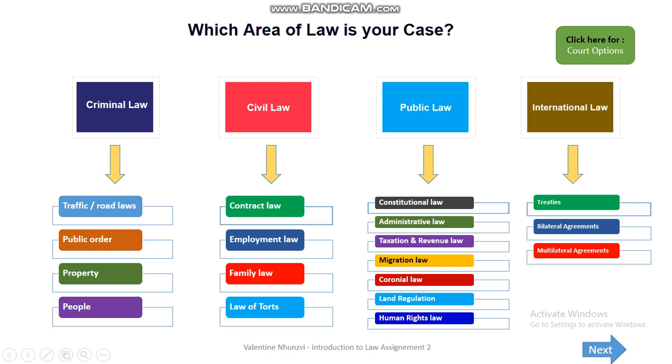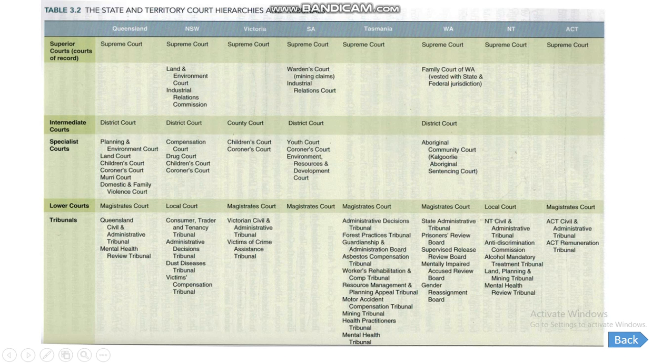And then we have a button here, which, if you click on it, gives you the different courts applicable and the different jurisdictions for these courts. So we have tribunals, lower courts, intermediate courts, superior courts, and also it breaks down to different states and territories.